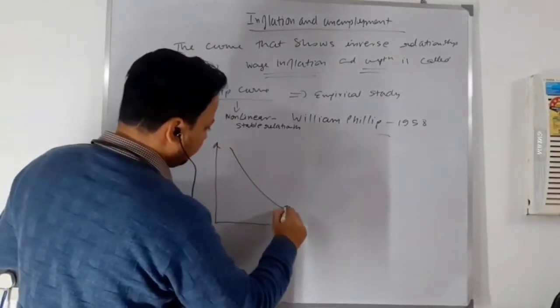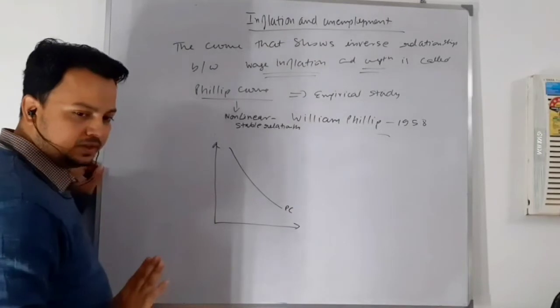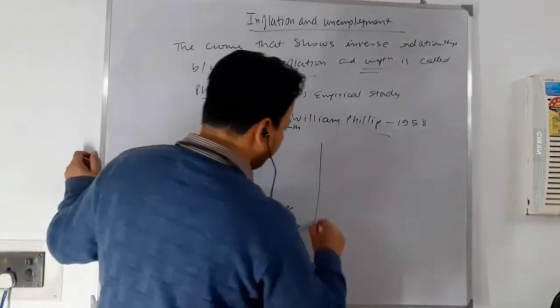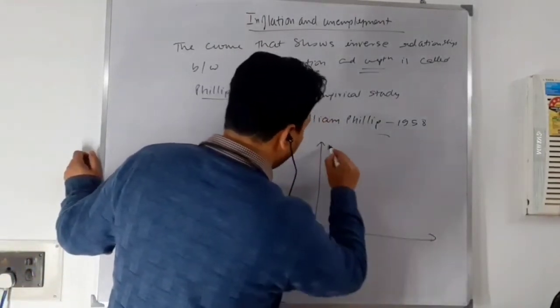This is the steeper Phillips curve. This will be based on the implication study. I am just drawing it now like that. And this one is your flatter Phillips curve.